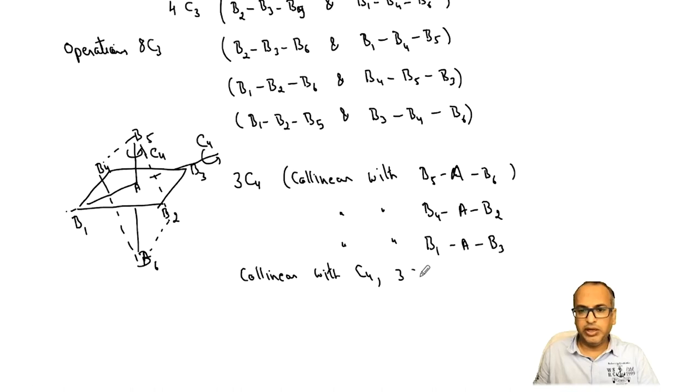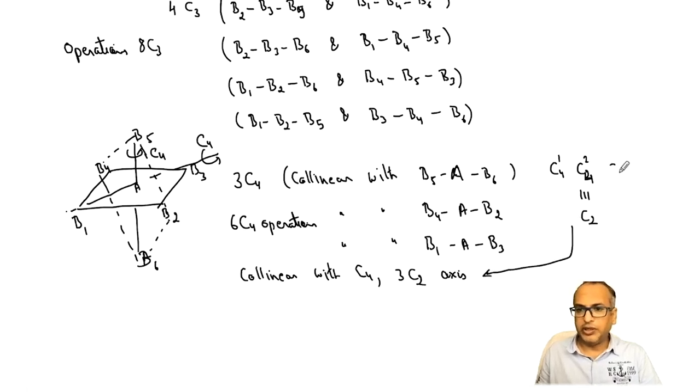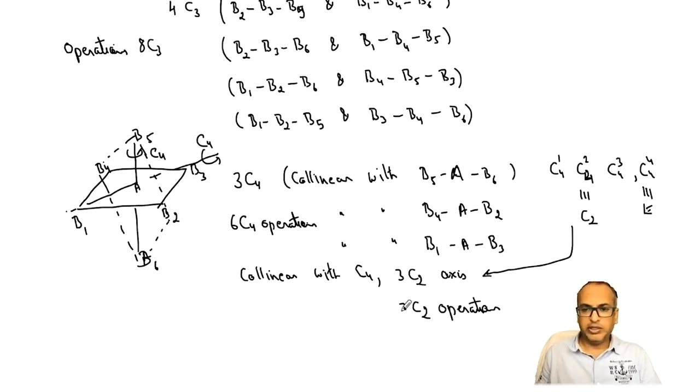Now, same way, collinear with C4, there will be 3 C2 axes present. Now each C4 will give you how many operations? 2 operations. So the C4 axes will give you 6 C4 operations. Because C4 will be 1 operation, C4 square will be equivalent to C2, which is listed separately, because this is the collinear axis. Then you have C4 to the power 3 as an independent operation. C4 to the power 4 will be equivalent to the identity operation. So each C4 will give you 2 operations, 6 C4 operations in total, and collinear with C4, there will be 3 C2 axes, which will give you 3 C2 operations.